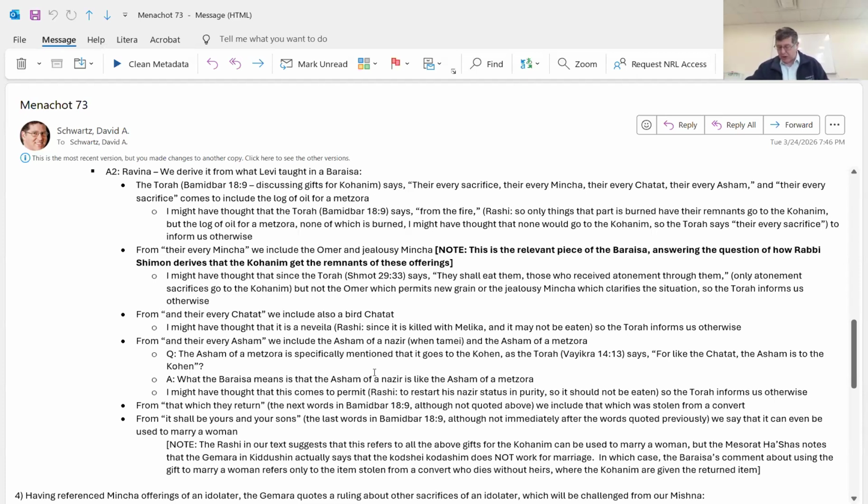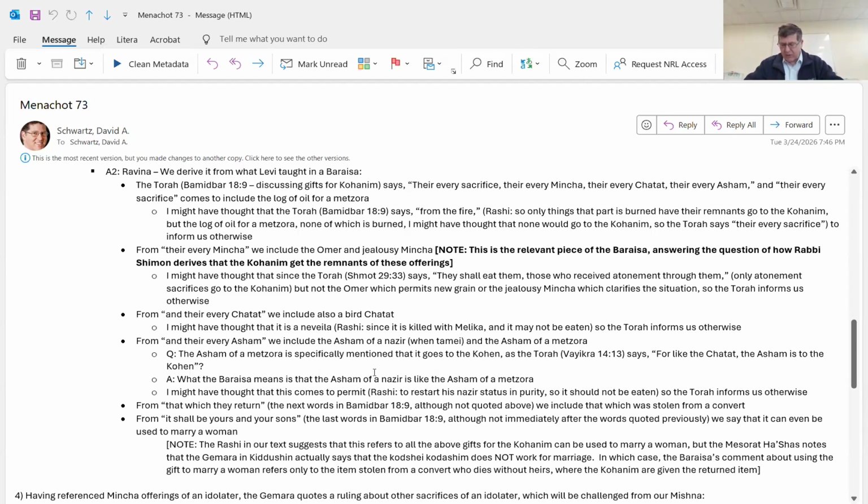But we're going to finish the brisa. L'kol chatasam: the fact that it says every chatas, l'rabos chatas ha'of, comes to include the bird chatas. Why would you think that it wouldn't include the bird chatas? Because I would have thought it is considered a neveilah, a dead animal. Because how do you kill the bird in the Beis Hamikdash? Through melika. And melika outside the Beis Hamikdash, you would not be allowed to eat it. So that's why it comes to teach us that you can.